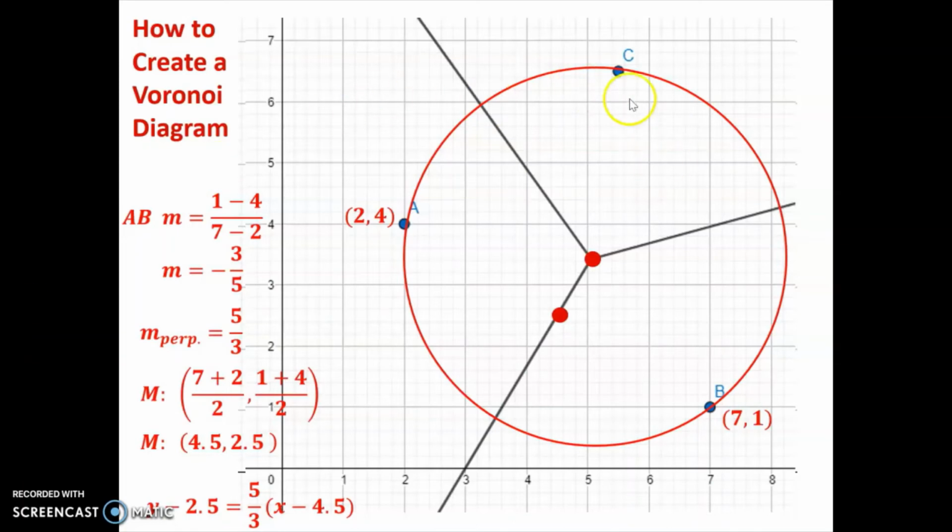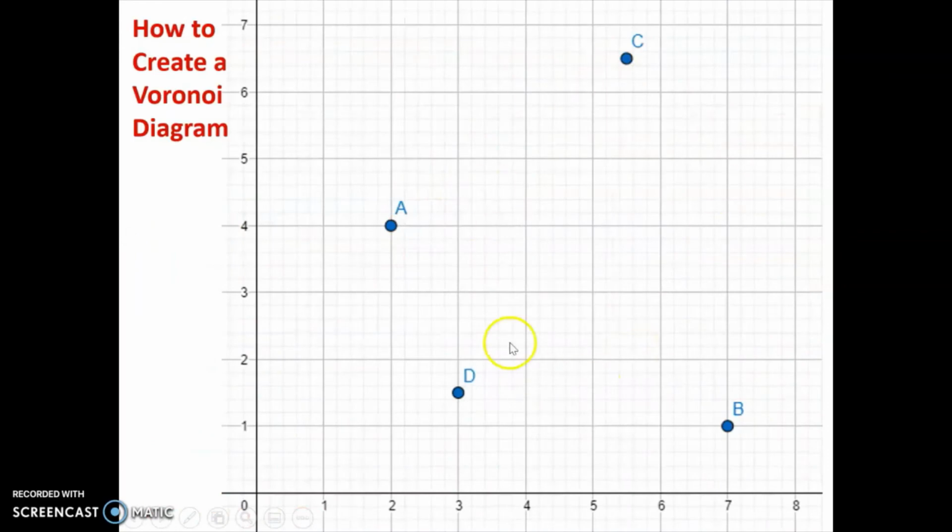This was a Voronoi diagram with 3 seeds. Now let's look at one where we have 4 seeds. You can again draw this in your notebook, place the points at these exact locations you see here, and let's see if we can create a Voronoi diagram. Let's not worry about the algebra, the finding of the equations of the lines. Let's just kind of eyeball it. Let's connect seeds and make perpendicular bisectors, see what we come up with.